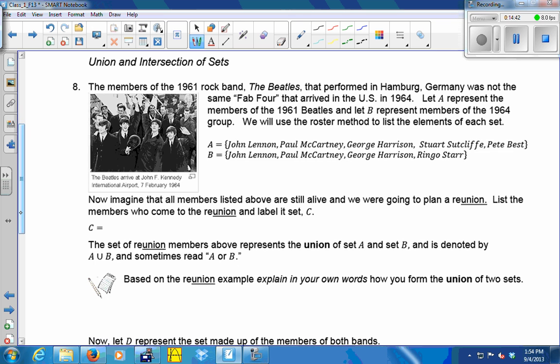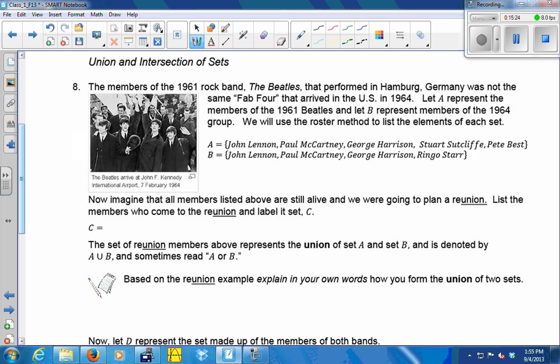All right, and then we can talk about union and intersection of sets. So here's a little example to help you remember what union means. The members of the 1961 rock band, the Beatles, that performed in Hamburg, Germany, was not the same foursome that arrived in the US in 1964. So if we let A represent the members of the 1961 Beatles, A is going to be a set of 4 people, and B is going to represent the members of the 1964 group, another set of different 4 people. We use the roster method to list the elements of each set.